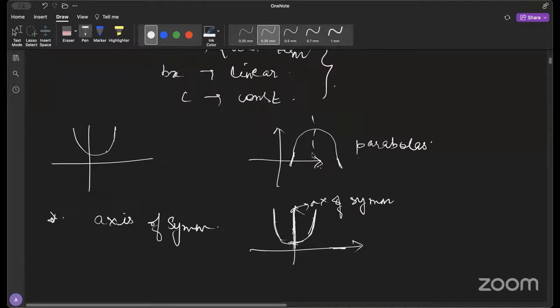This is a very rough drawing, only for you to know what this graphically means. In this case, this is the axis of symmetry, right?